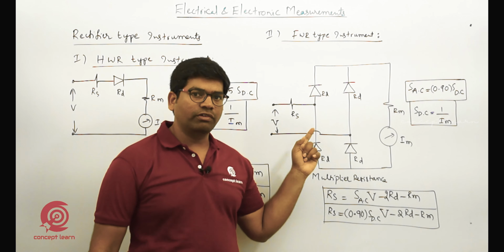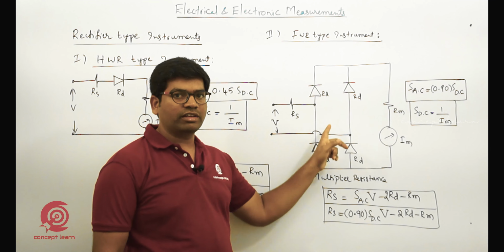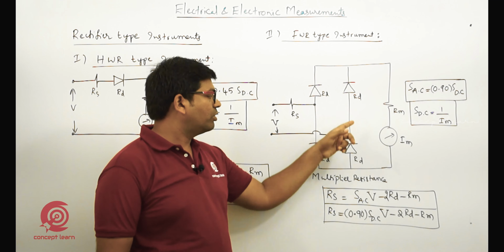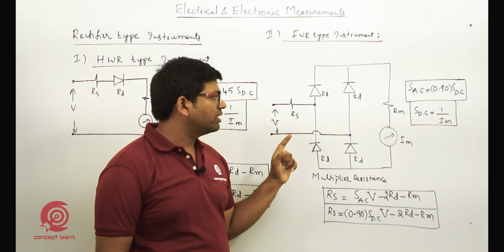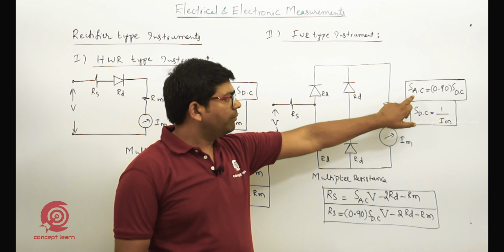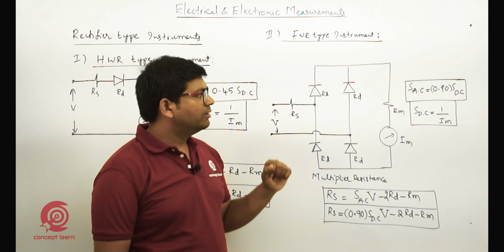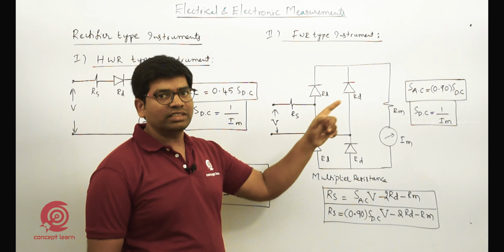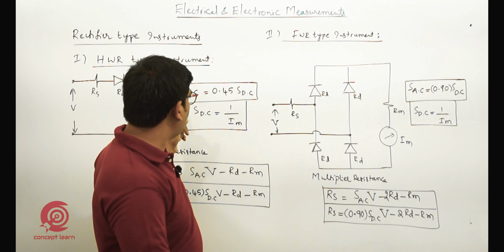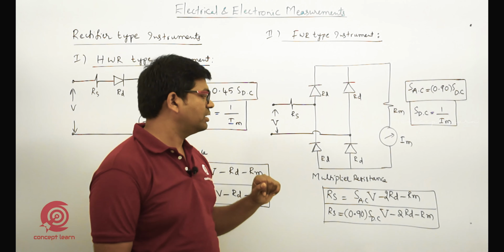How are we achieving full wave rectification? By using a bridge rectifier circuit. If I am considering all the diodes have the same resistance, what we noticed here is AC sensitivity is 0.9 times of DC sensitivity, which means it is 90%. Earlier, half wave was only 45%.